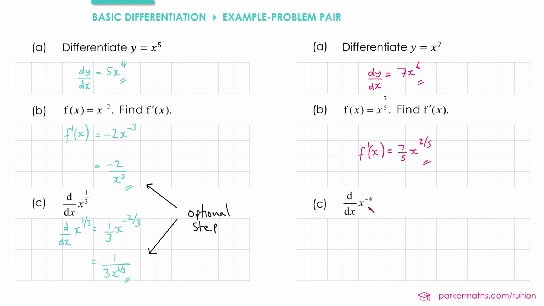In part C, we have to differentiate x to the negative 4. Multiplying by the power gives us negative 4, and subtracting 1 from the power gives us x to the negative 5. We could also rewrite this as negative 4 over x to the power of positive 5.